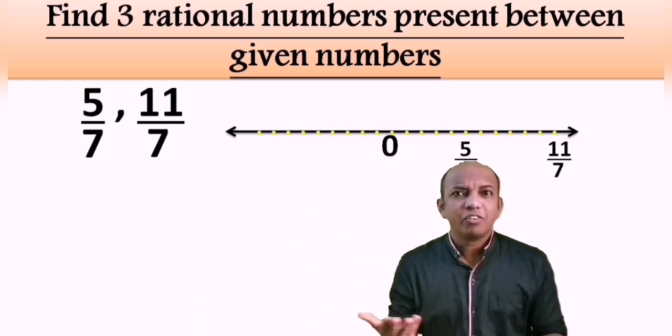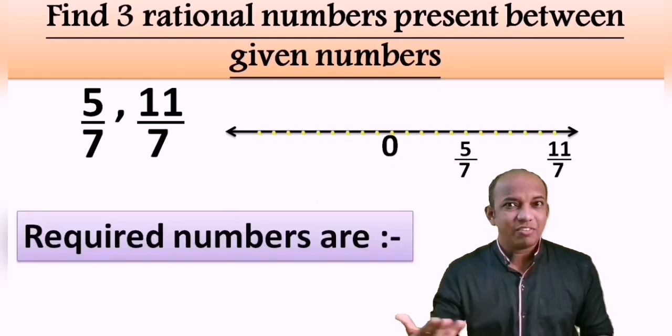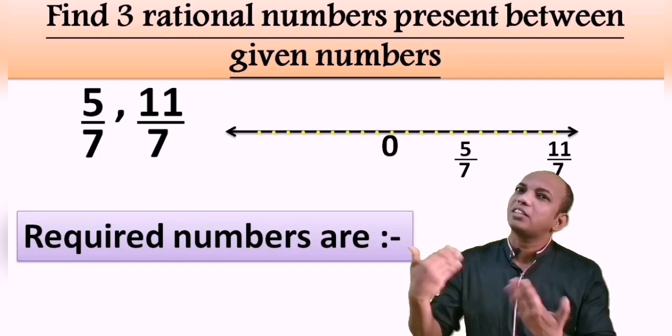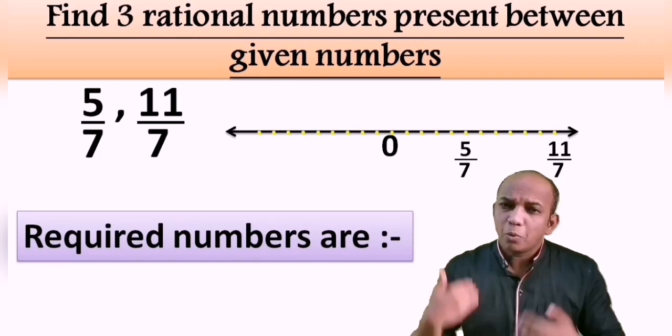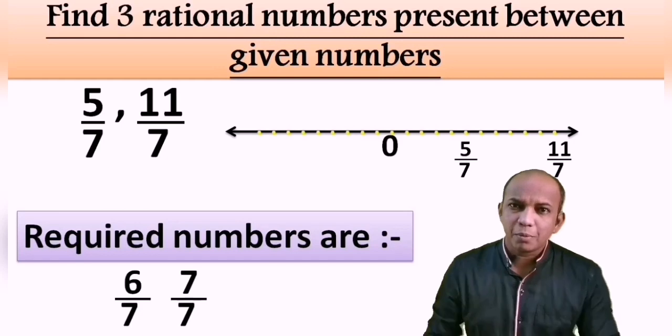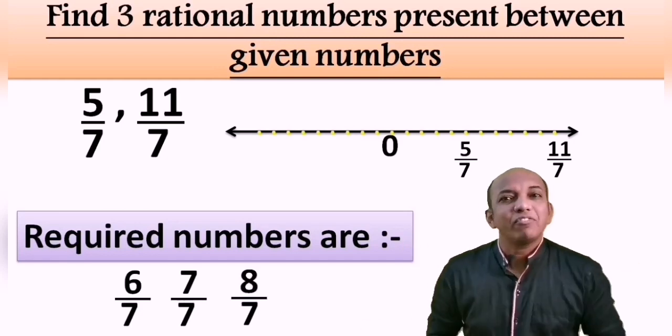How many numbers do we have? After 5 we get 6, then 7, then 8, and then we just have to write the same denominator also. So 6 upon 7, 7 upon 7, 8 upon 7, and that will be my final answer. So what if the numbers given to me are not like fractions?